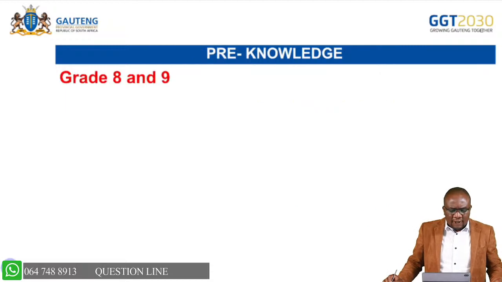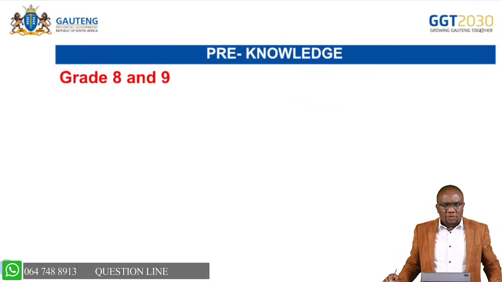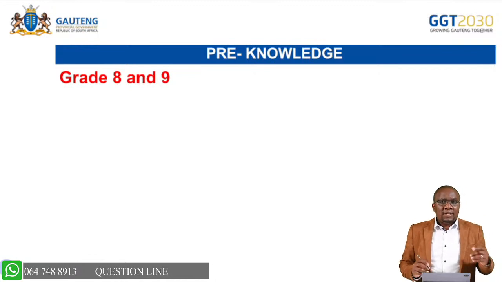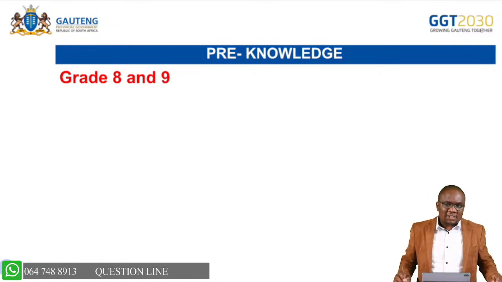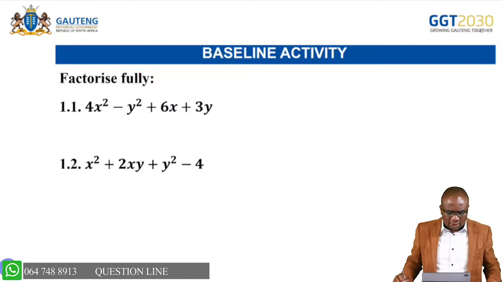Right, let's start. We did algebraic expressions in grade 8 and 9. Even factorization, we did that. So it's revision. Remember that it's revision. We did factorization and algebraic expressions in grade 8 and 9. So we're going to apply our knowledge about that.